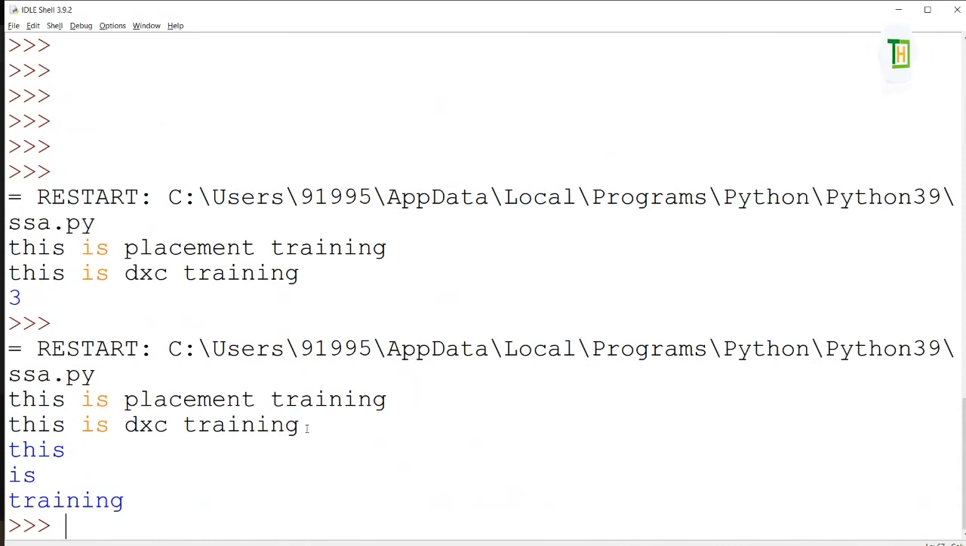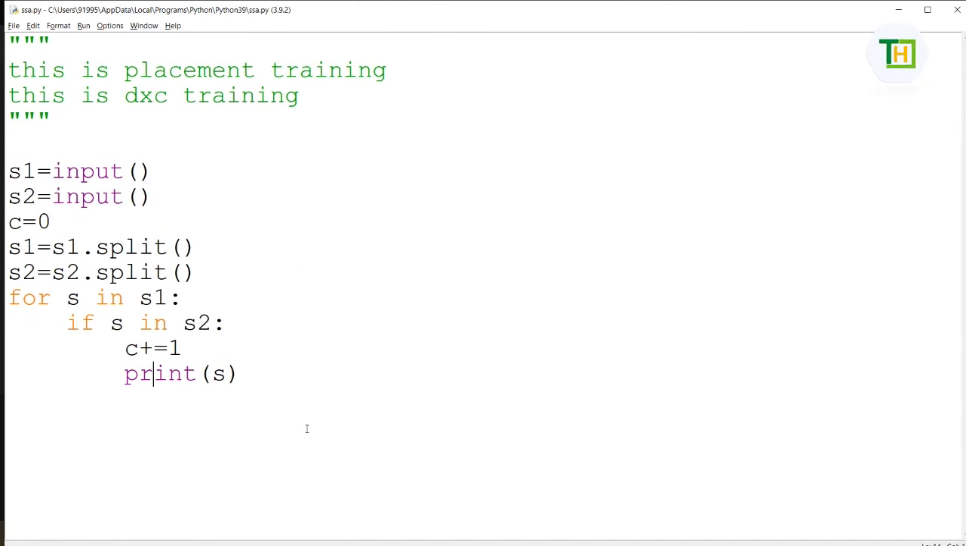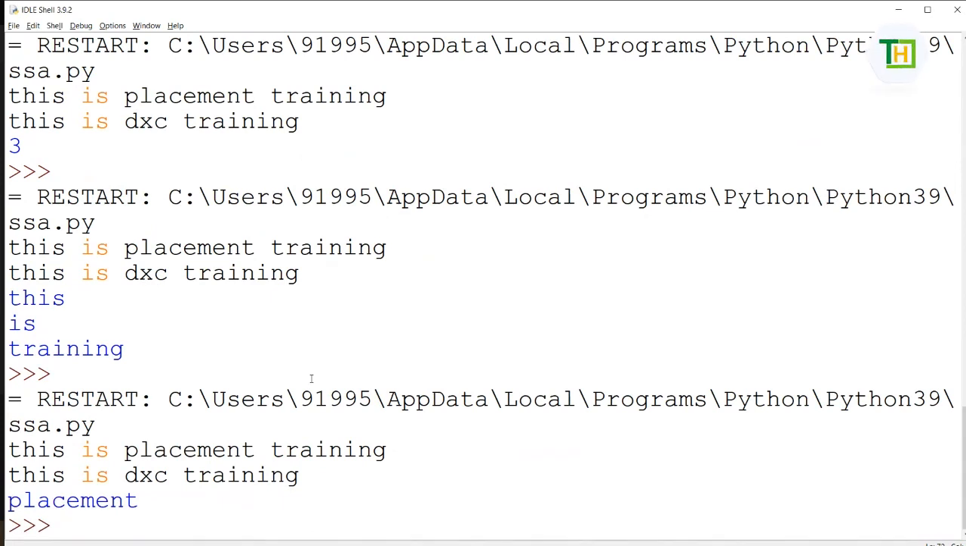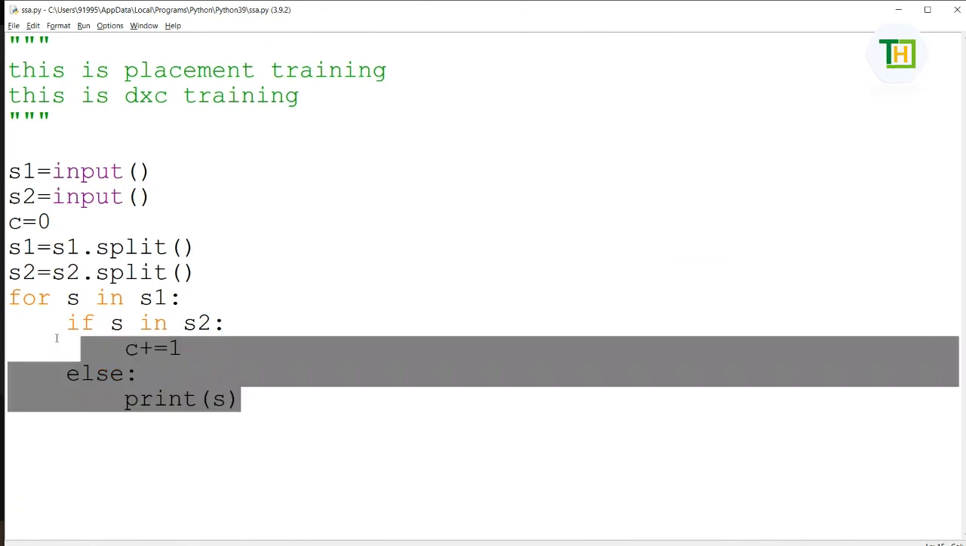What if the question is what are the non-common words? Here I'm going to write else. I'm going to write like this. If I execute, this is the input and it is going to print only placement, not DXC. And I am going to find what are the not common words in S2 also. I have to write the same logic again.